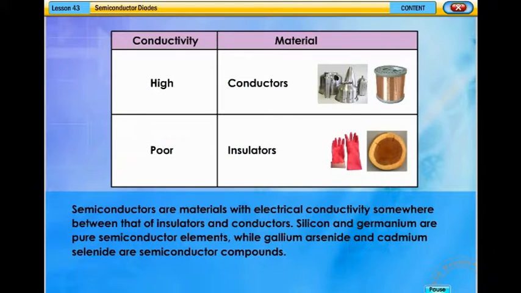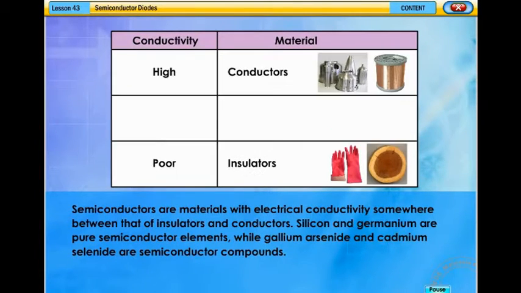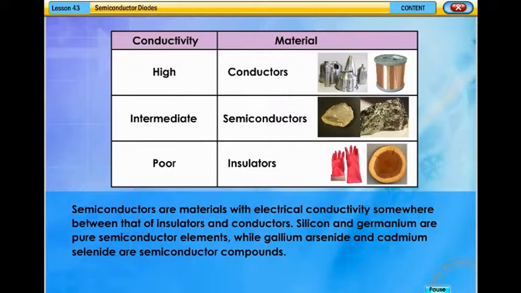Semiconductors are materials with electrical conductivity somewhere between that of insulators and conductors. Silicon and germanium are pure semiconductor elements, while gallium arsenide and cadmium selenide are semiconductor compounds.